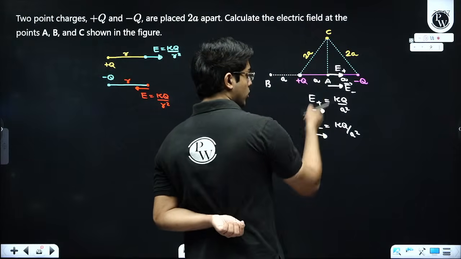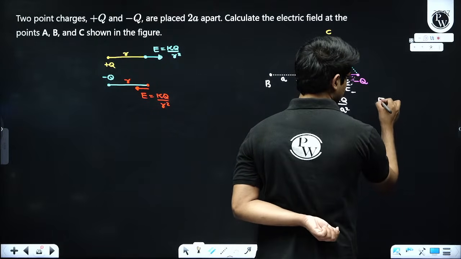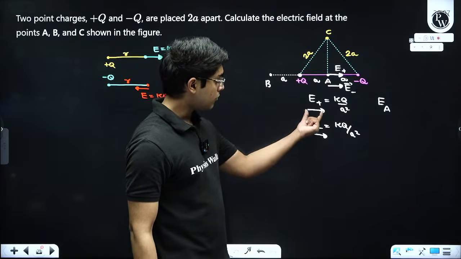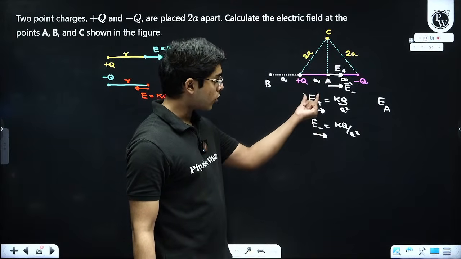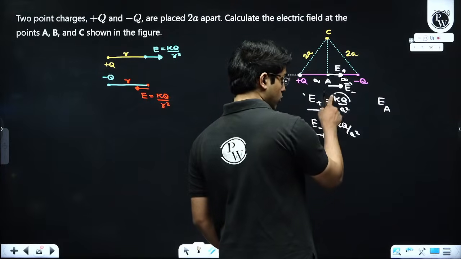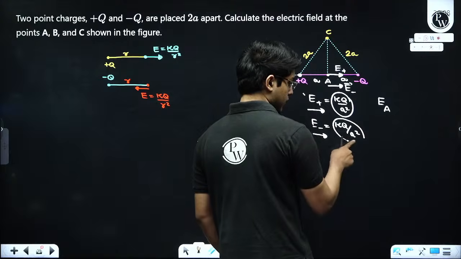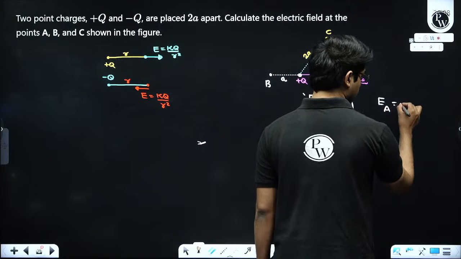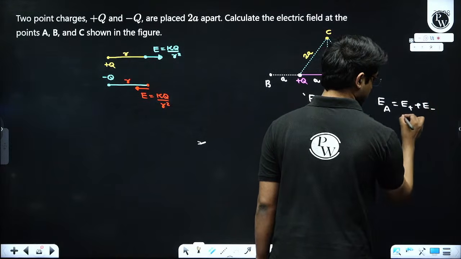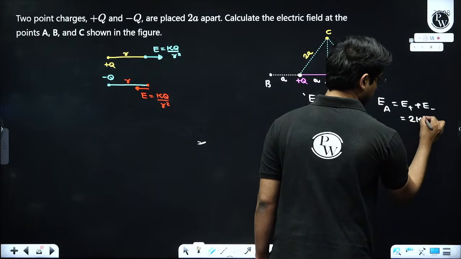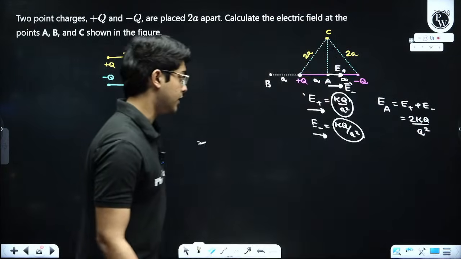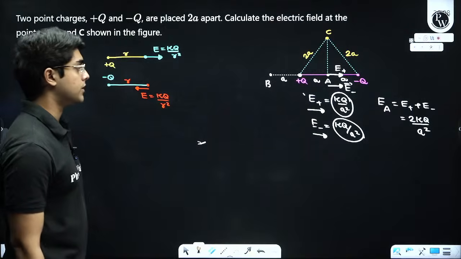So if you want the total field at A, it will be the sum of this and this, right? You need to include the contribution of E plus and E minus. They are both equal to kq by a square. So the net field will be two kq divided by a square. This will be the net field, okay, because they will get added up.